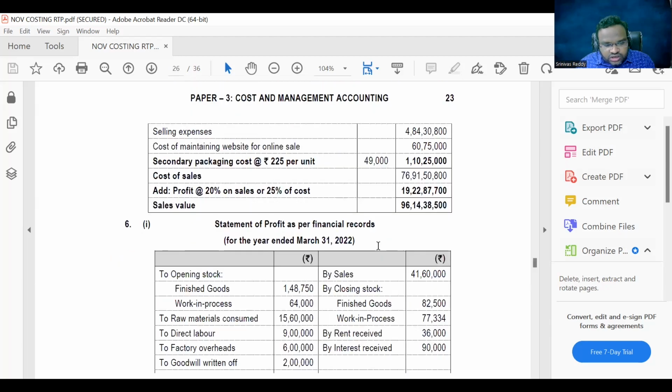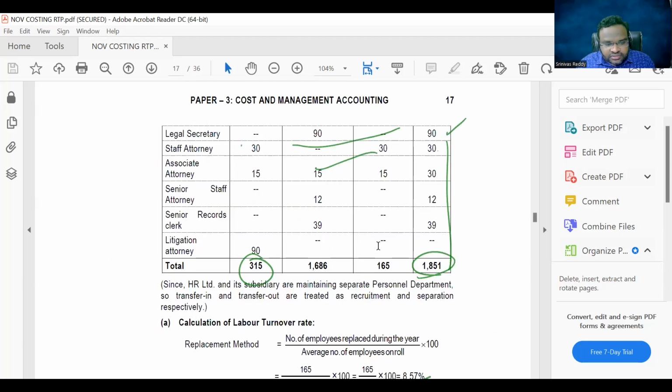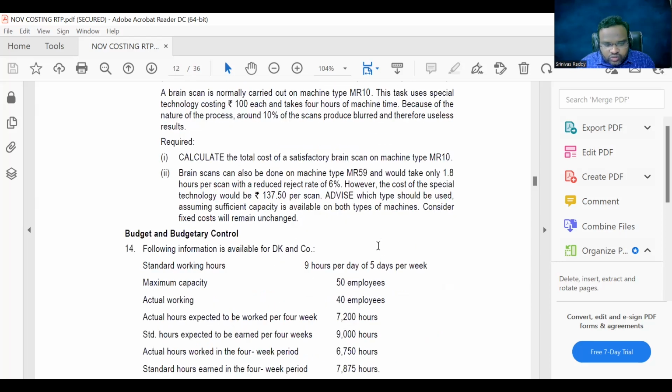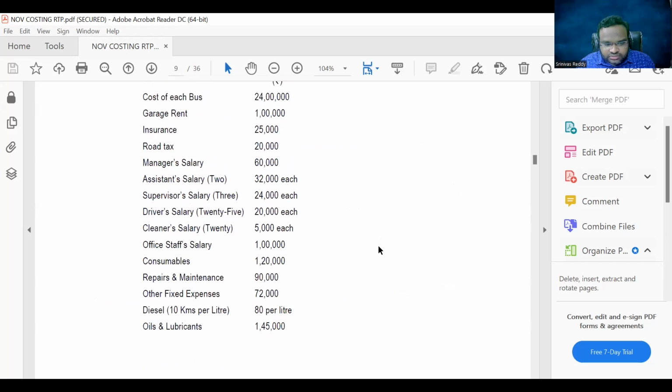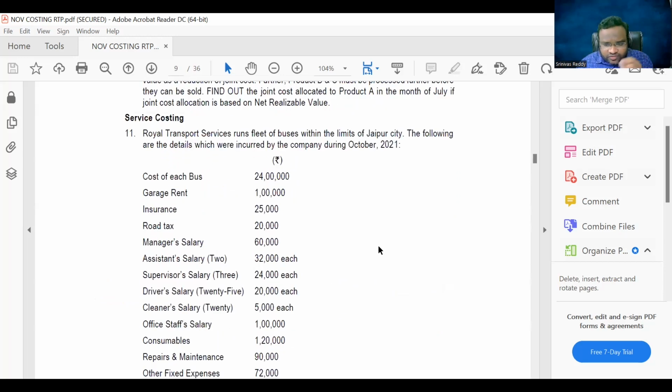Let us go to question number 11. 11 is from service costing, one important chapter where you get a good amount of marks. This question is simple enough, fleet of buses. So I'll just explain it. You can do it. Okay.